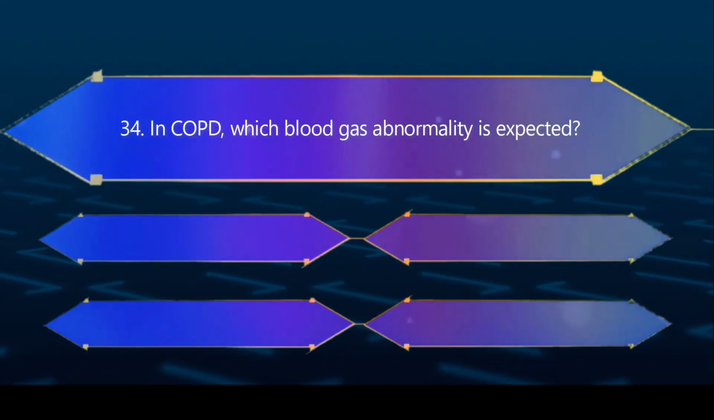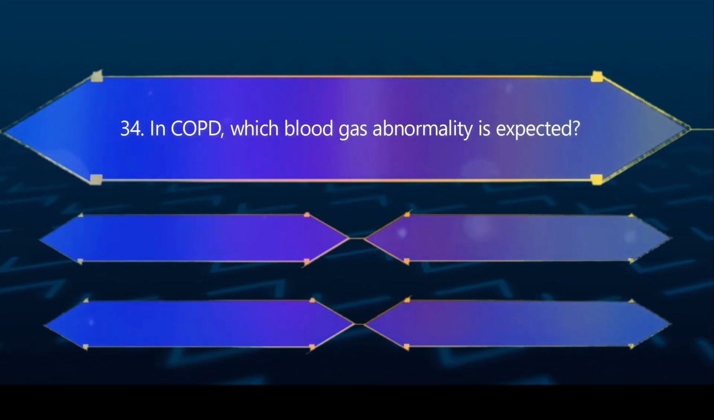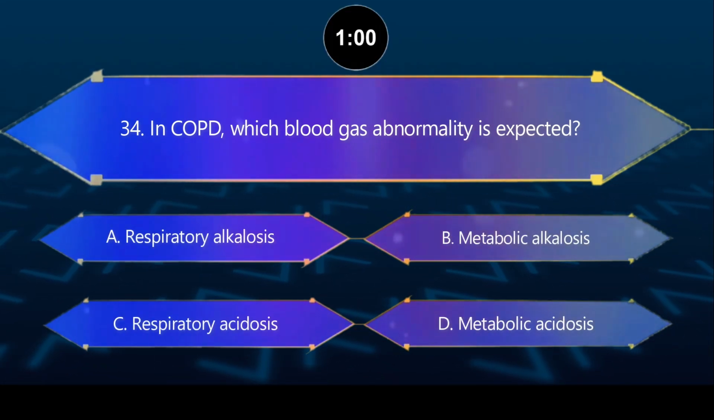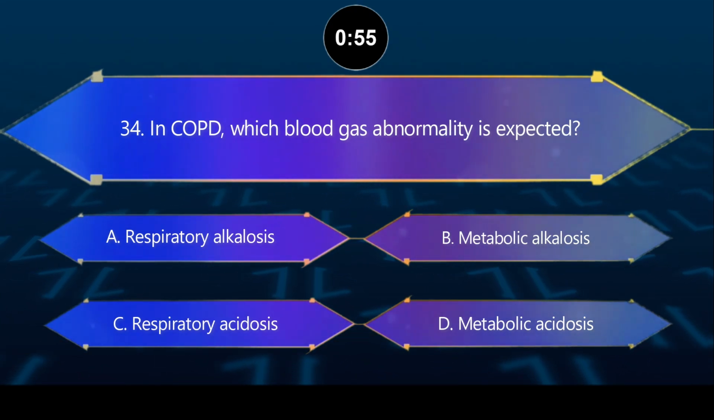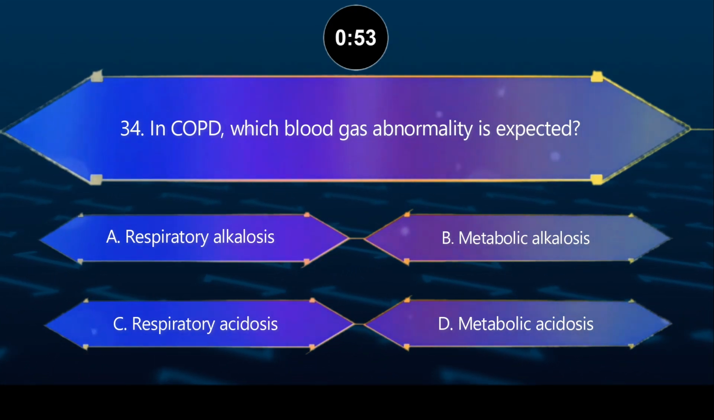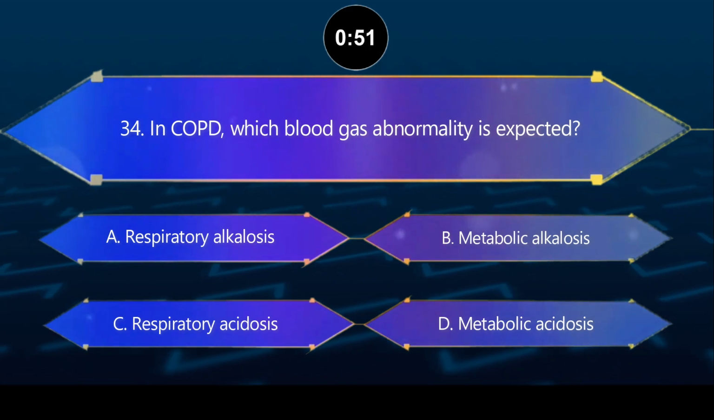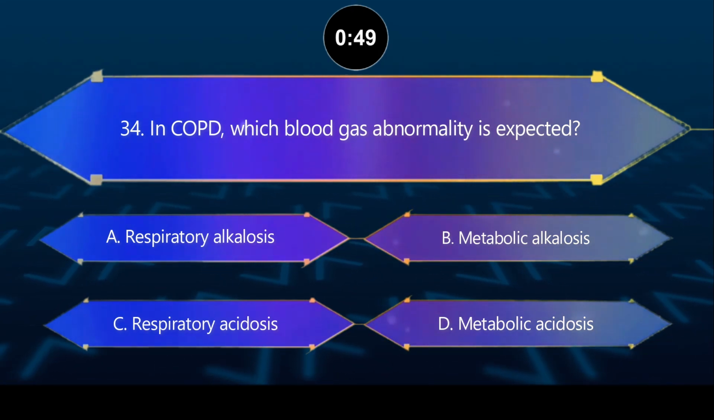34. In COPD, which blood gas abnormality is expected? A. Respiratory alkalosis. B. Metabolic alkalosis. C. Respiratory acidosis. D. Metabolic acidosis.